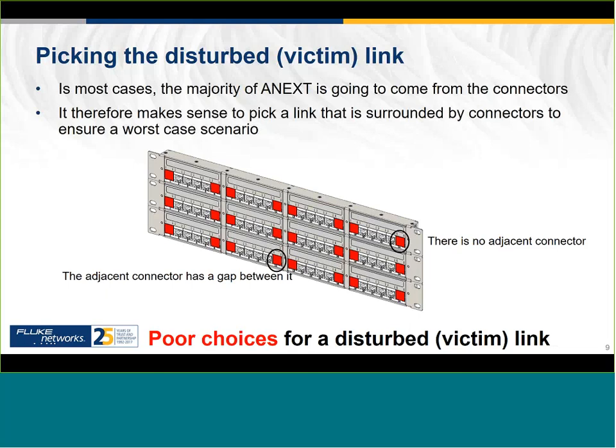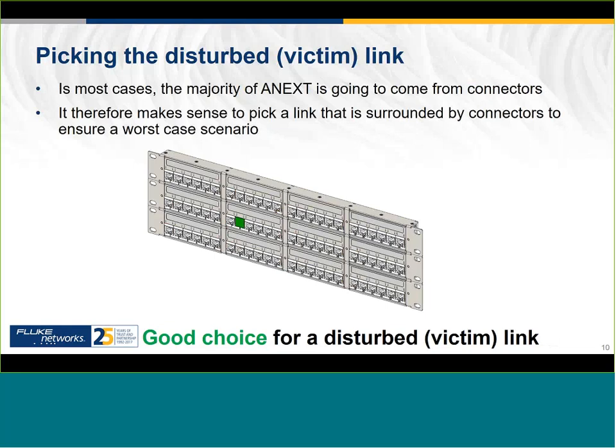So what do we look for if we're trying to work out which link is going to be the victim link? Let's take this same patch panel and let's go here. It's a 24-port patch panel. As you can see, highlighted in green in there is a connector. It has connectors to the left and the right, and there are connectors, of course, above and below. So that's a good choice.